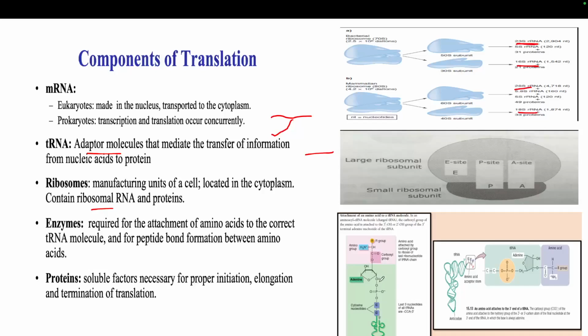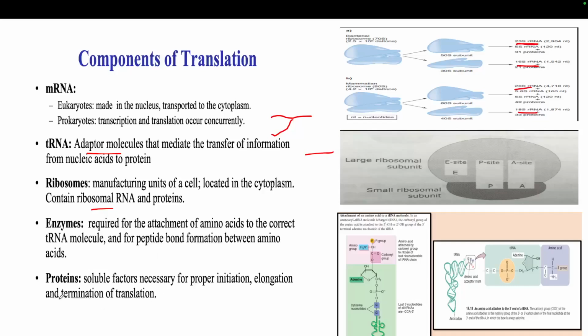This is the site where the amino acid comes and binds to the tRNA, and from here it will be charged. And this is the anticodon site of the tRNA. These are the different parts of the tRNA. Apart from that, enzymes are required for the attachment of the amino acid to the correct tRNA molecule and for peptide bond formation between two amino acids. So two types of enzyme are required: the first for attachment to the tRNA molecule, and the second for peptide bond formation.